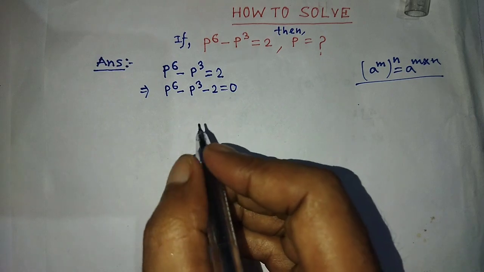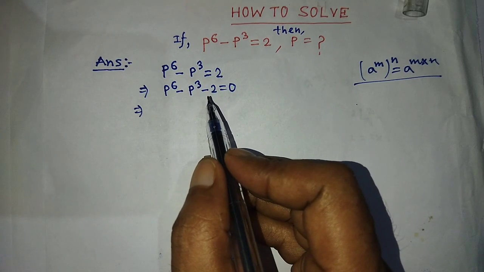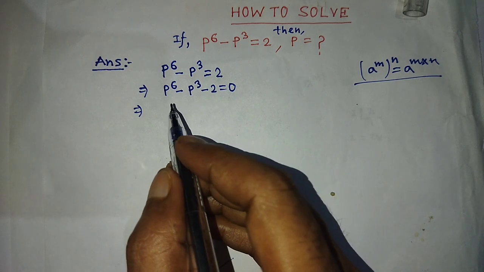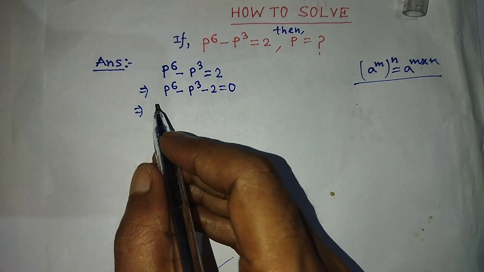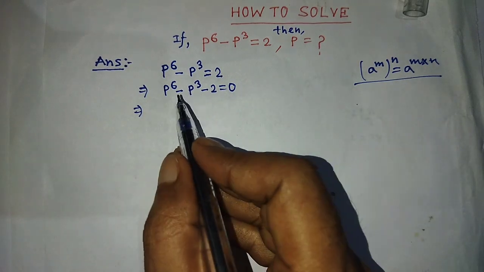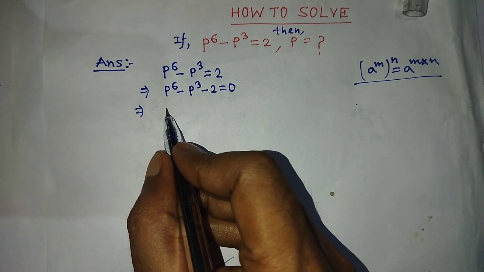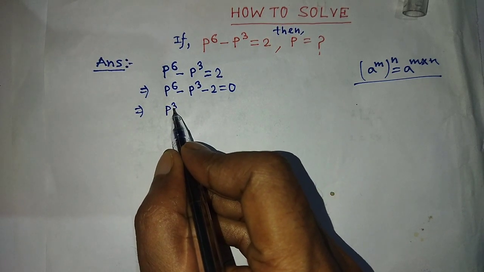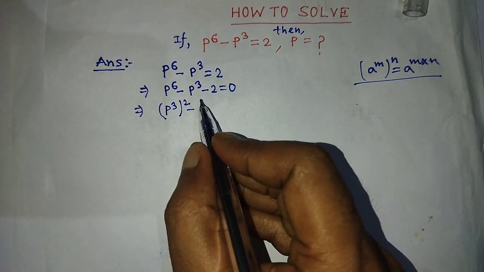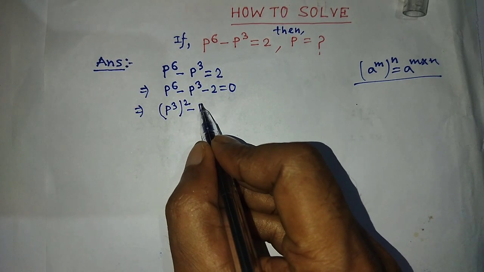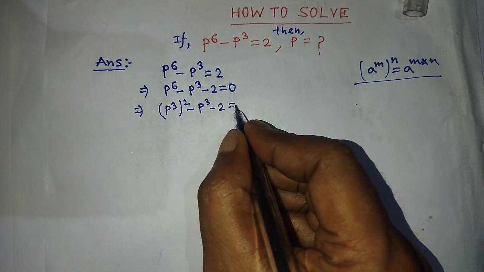0. Okay student, to solve this exponential equation, we have to convert this equation into quadratic form. So that's why you have to apply this formula on the left hand side. Okay student, after applying this formula on the left hand side, the left hand side will become p to the power 3 whole to the power 2 minus, again we have to write p to the power 3 minus 2 is equal to 0.